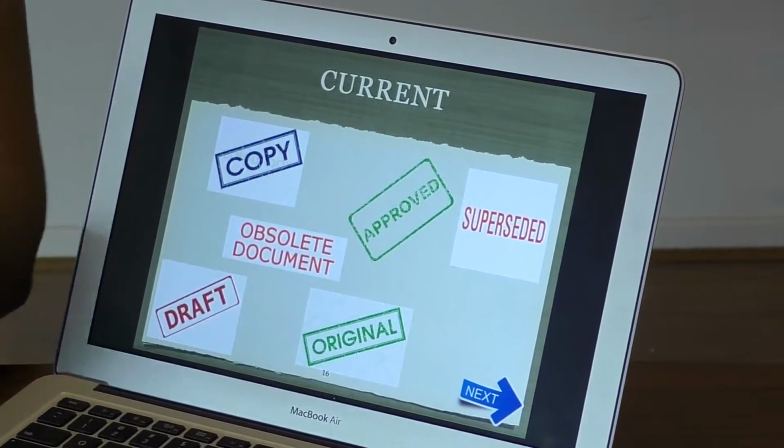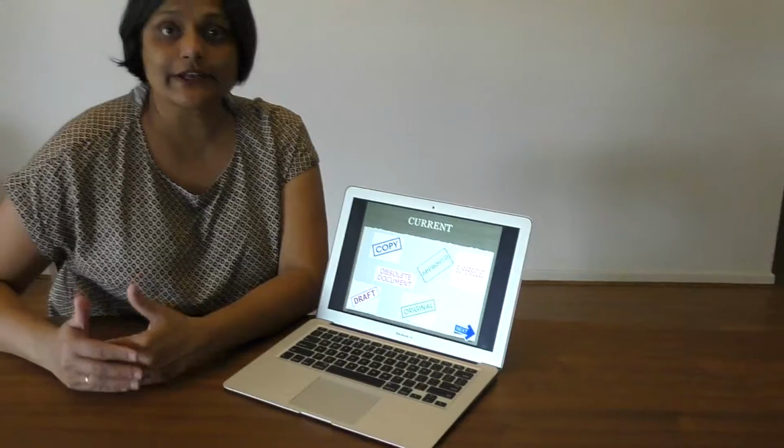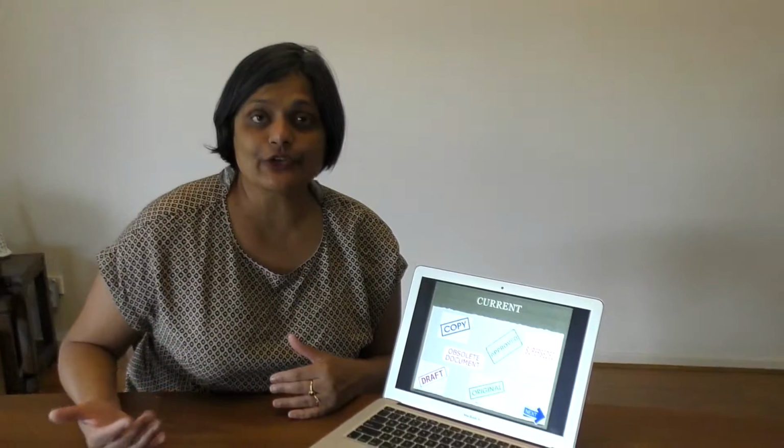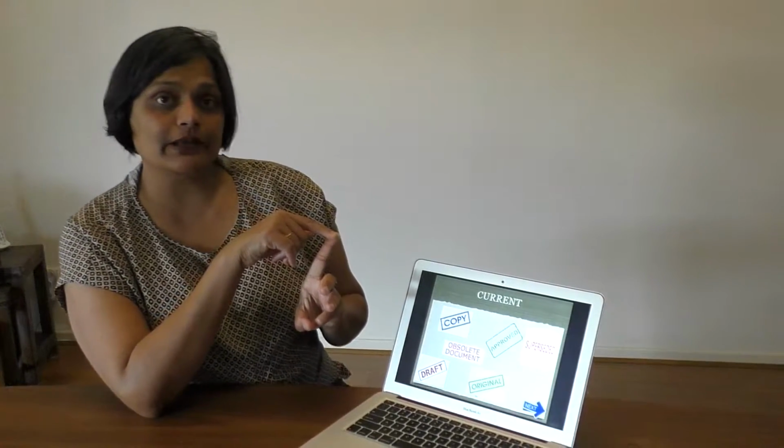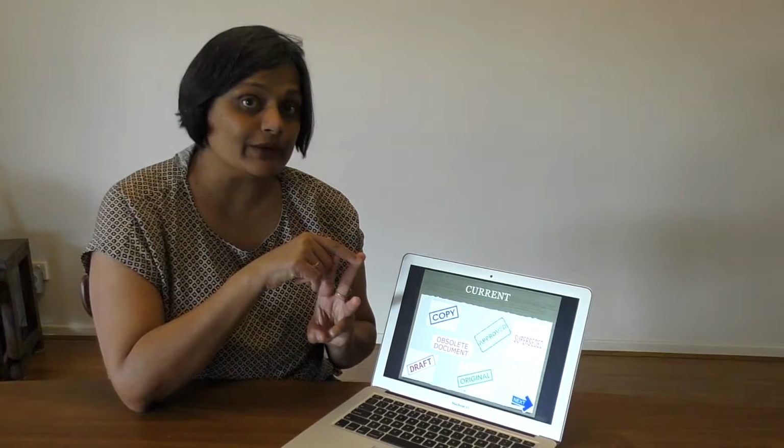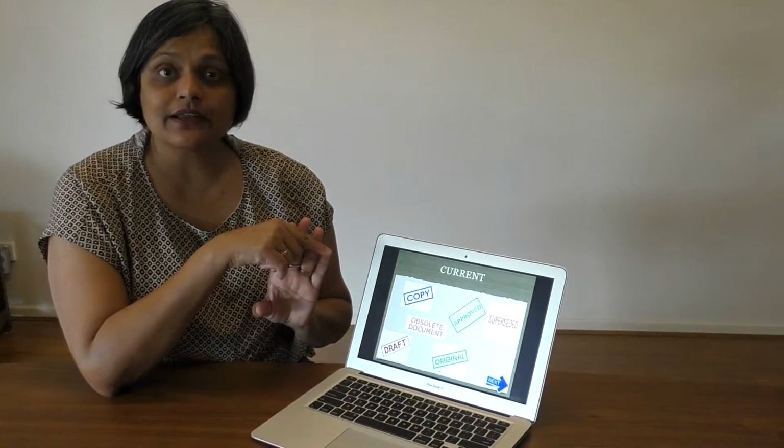Current: it is very important that you use the current document. So now the question arises: how many times do you generate documents? There are mainly three times. One, when there is a new process, new equipment, or new formula. Second, when there is change management or change control, a change in an existing process, product or formula. And third is periodic review. Every one or two years, we have to review each and every document and check its validity.